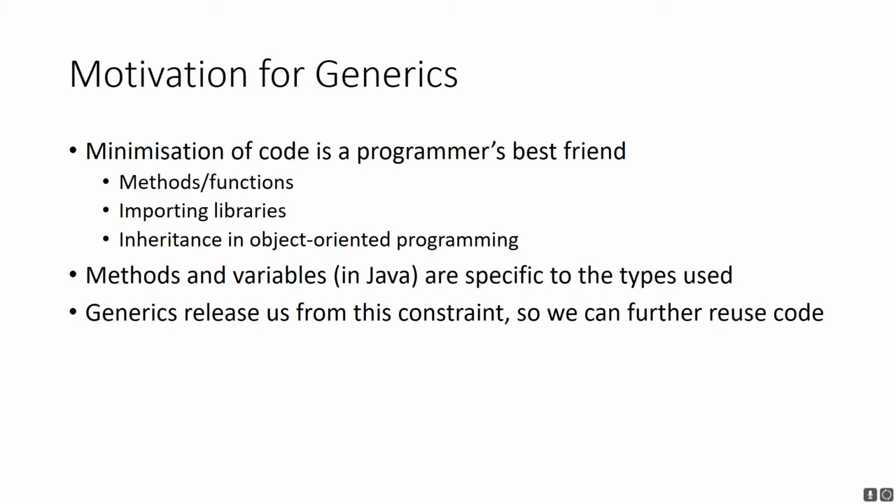In Java, when we declare a method or a variable, they are tied to the types that are used. This is where generics come in. You could see it as a way of writing a template, so that you can just put in the right types when you need to. This is a really great way for us to minimize the amount of code that we write and to generalize our programming.